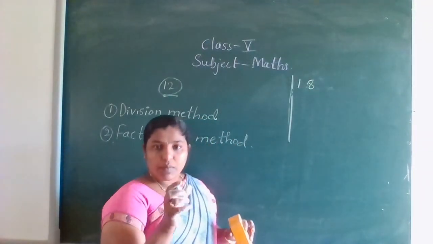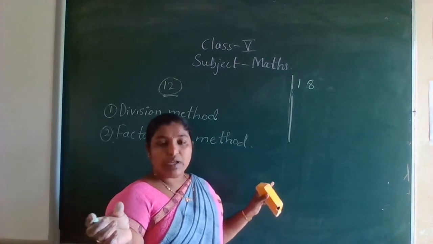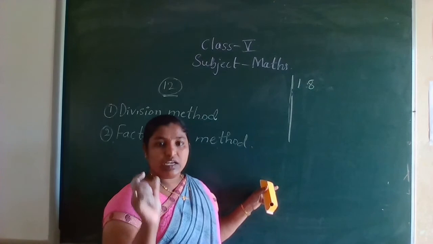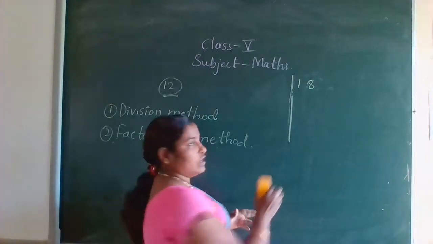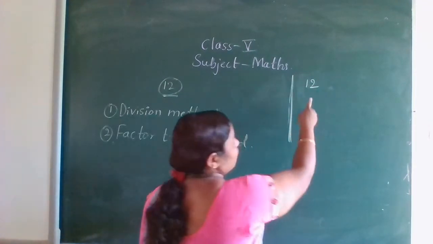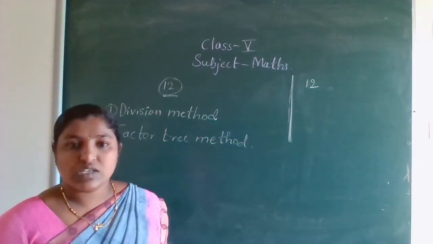Got it? Even number, odd number. If an odd number is in the ones place, you take 3. If an even number is in the ones place, you take 2 first. So our example is 12. Find the prime factors of 12.